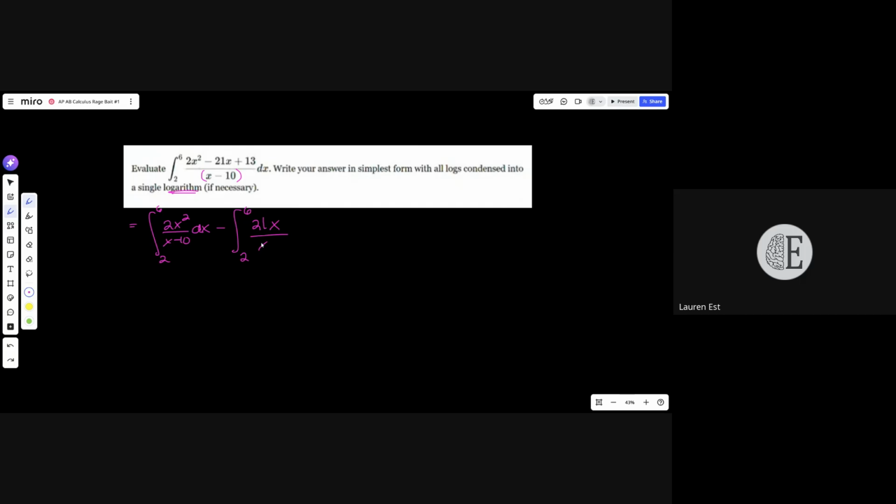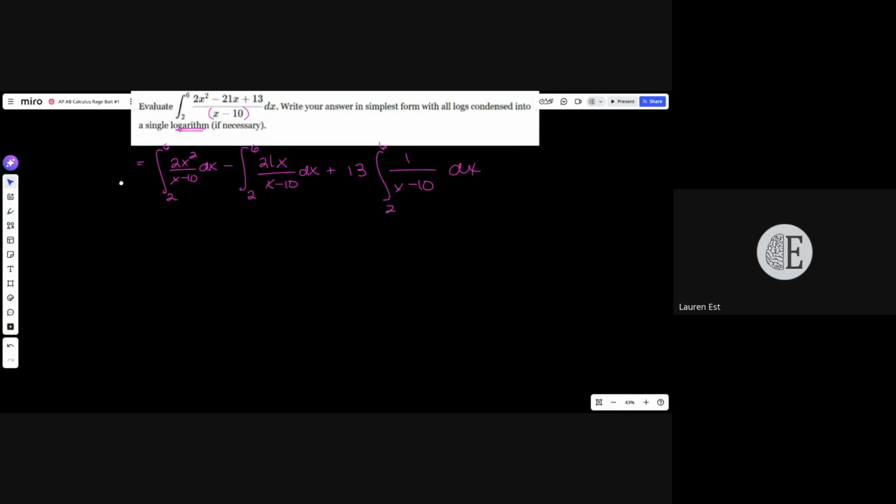It's off to a great start. x minus 10 dx, plus, I'm going to pull my 13 out, 1 over x minus 10 dx, from 2 to 6. Cool. That's my first step.